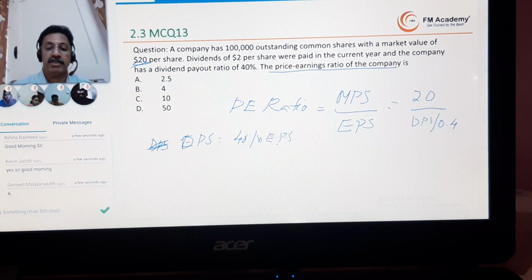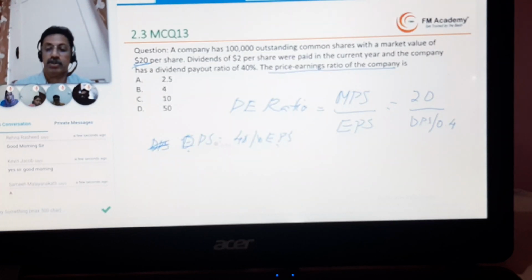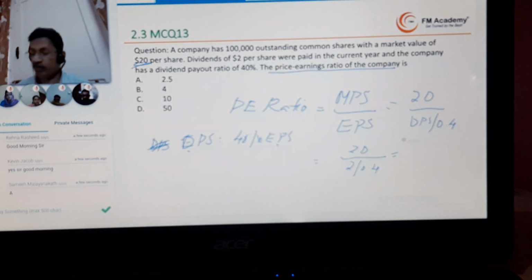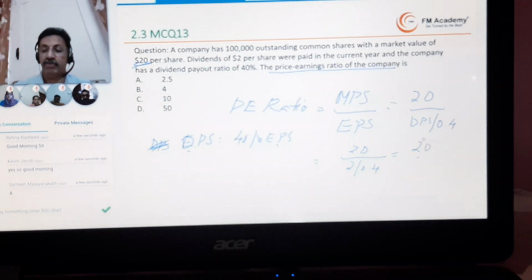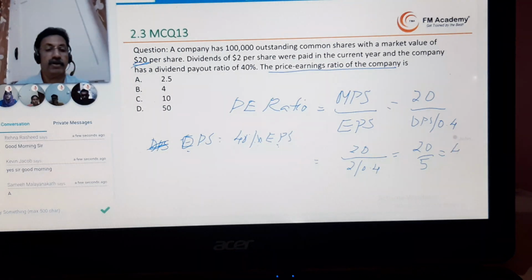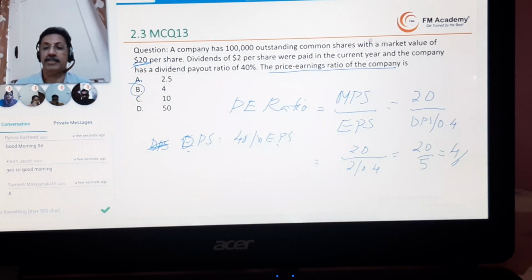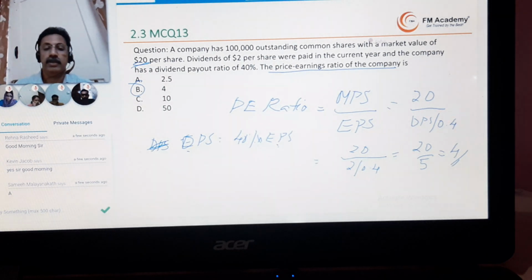So what is earnings per share? Dividend per share divided by 0.4, 40%. So you have 20 divided by 2 divided by 0.4. 2 divided by 0.4 is 5. So 20 divided by 5 is 4. Choice D is the answer. All of you got the answer anyway.